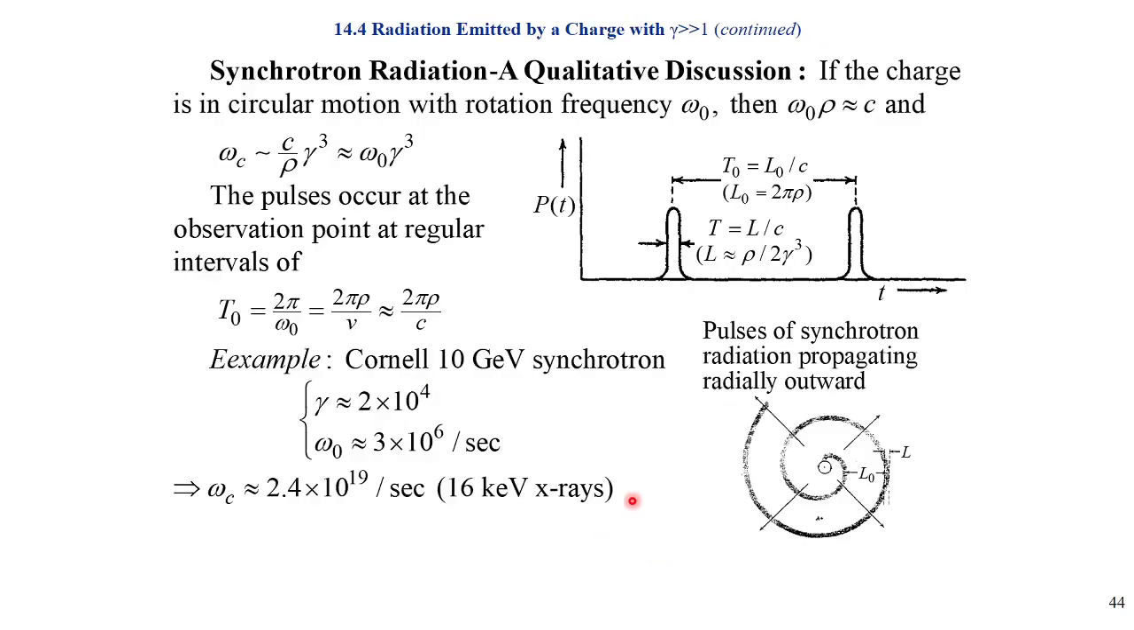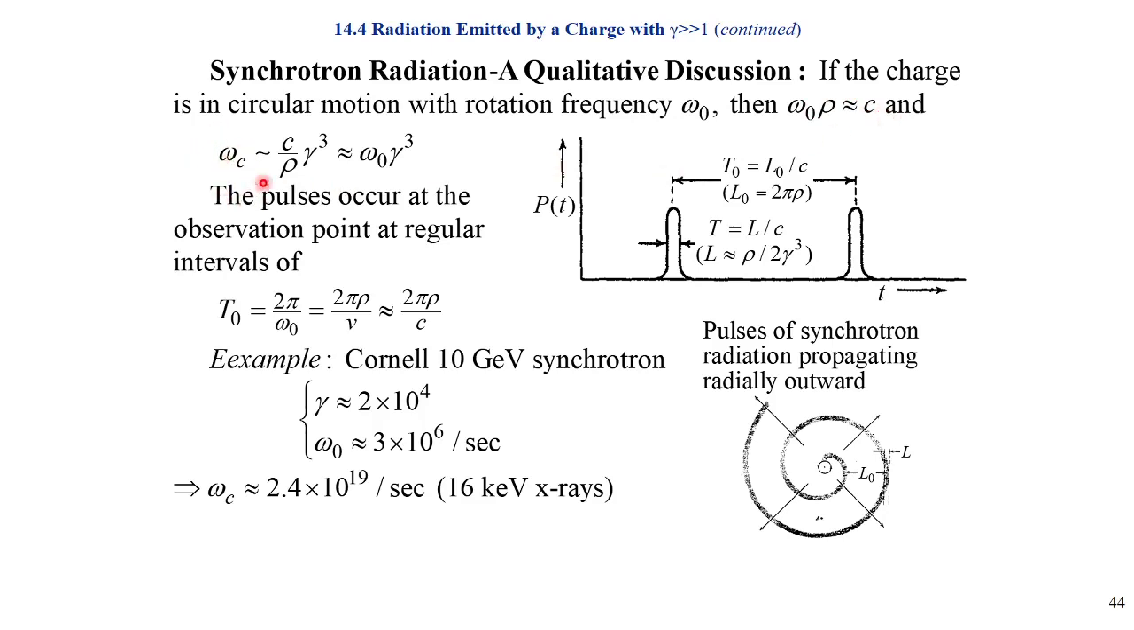Just to give you another drawing. Synchrotron radiation, we have a quantitative discussion. If the charge is in a circular motion with the rotation frequency omega 0, that means omega 0 times rho over c. Okay, what does this mean?